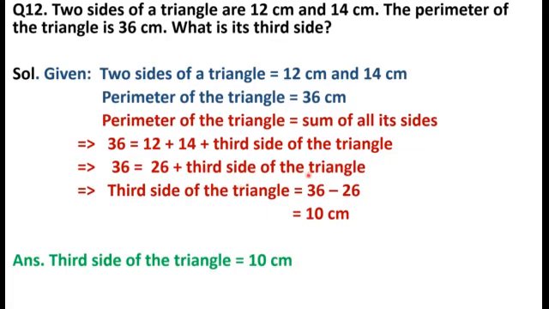So how can we find? Third side of the triangle is equal to perimeter minus sum of 2 sides. Okay, so when we take 26 towards the other side of the equal to sign, this positive sign will change to negative sign, and 36 minus 26 we are getting. So we get here 10 centimeter. So the third side of the triangle is equal to 10 centimeter.